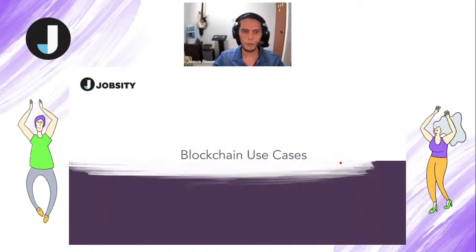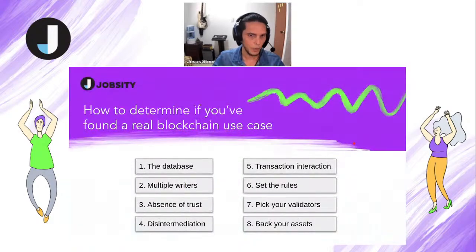So let's talk about some use cases of blockchain. But first, I would like to show you how to determine if a blockchain is a real solution for the problem you are trying to use it for. So there are 8 questions that you should ask yourself. First is, is there a need of a database to solve this problem, and why? If there is probably no need of a database to record data, then it is probably not a good use for blockchain. Second, multiple writers. Probably we need more than one writer in a blockchain project to make it interesting. If you have just one writer, probably a decentralized solution is not the best approach.